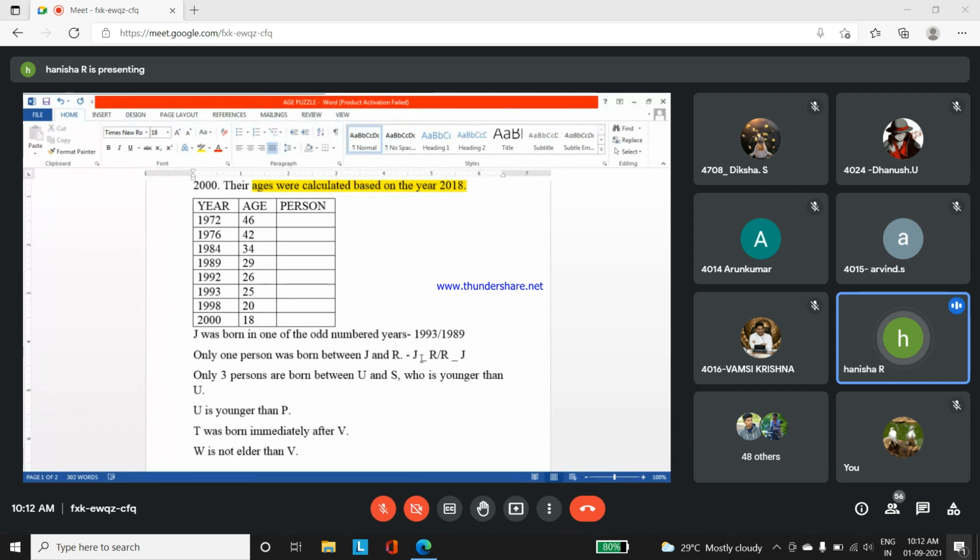Now go to the third clue. Only 3 persons are born between U and S, who is younger than U. So you have 3 persons between U and S. But if you look at the sentence and compare it with the previous sentence, only 3 persons are born between U and S. If they had stopped within this, not considering the last part, then these two sentences are the same. Yes, these two sentences are similar.